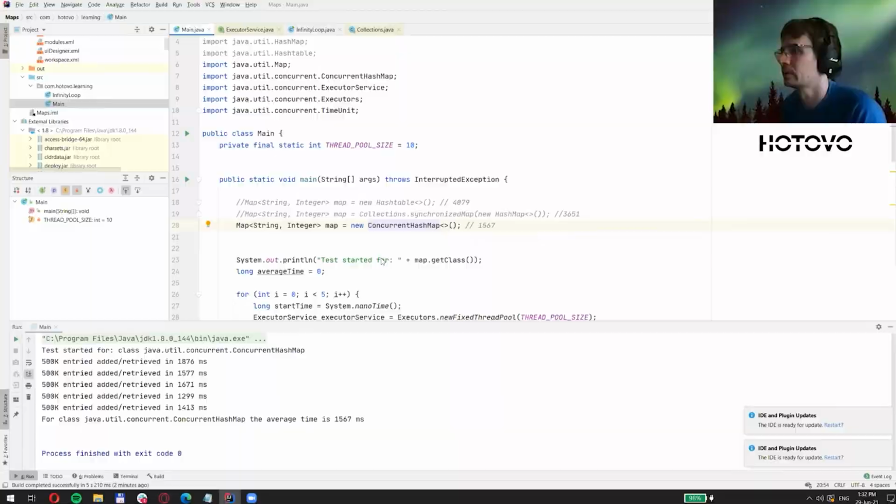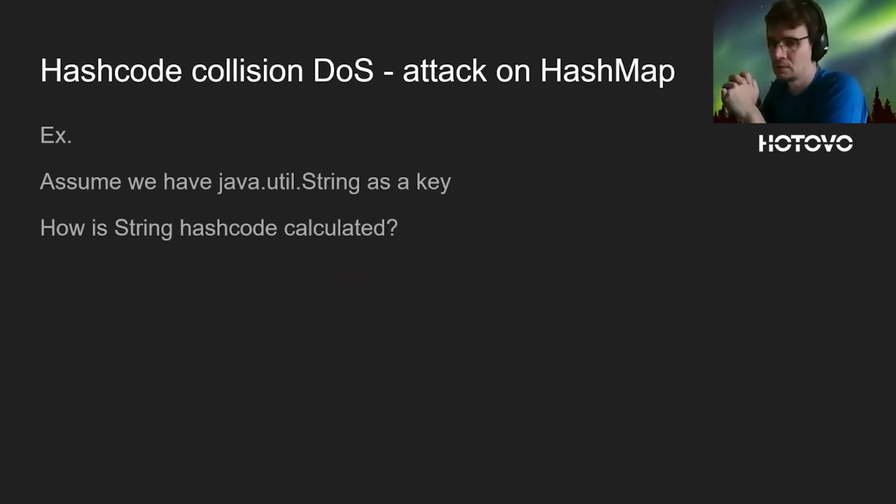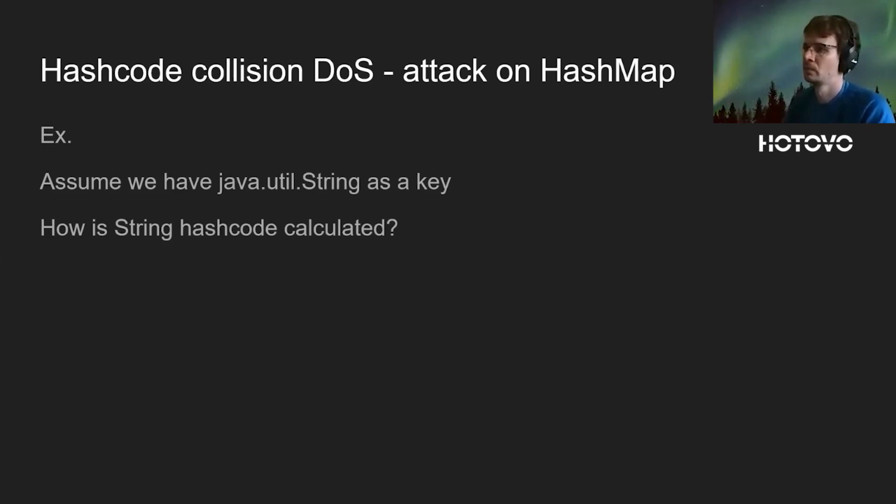Let's go back to the presentation and to the last topic. We discussed the hash map a lot, and the hash code collision DoS attack on the hash map is something which is not well known, as far as I know. So assume that we have a string as a key for our HashMap. And the question is, how is the string hash code calculated in Java? You need to know this precondition if you want to do a hash code collision attack. You need to know what the key is and how the hash code of the key is calculated.